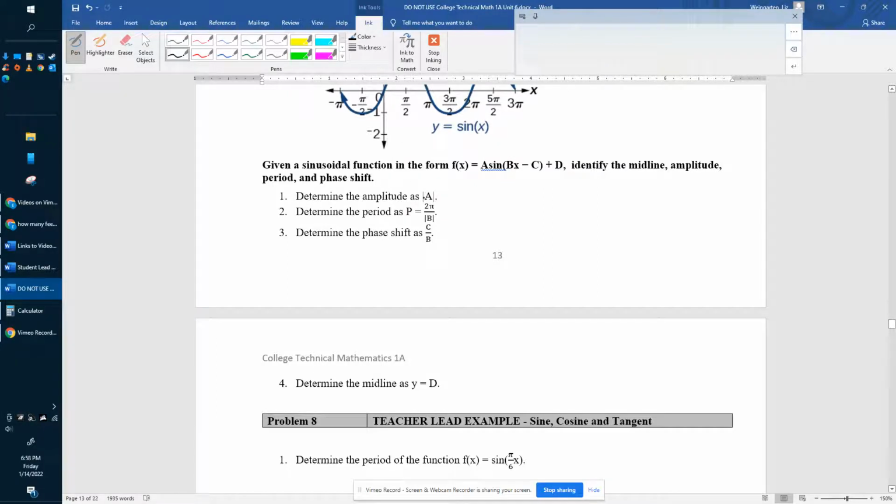So the amplitude is always going to be the absolute value of what's being multiplied on the outside. The period is always going to be 2 pi over the absolute value of what's being multiplied on the inside of the parentheses. The phase shift is going to be c over b. Note that c is negative, so c over b. In all of the examples we've looked at so far, b has simply been 1, so our phase shift has been c. But we'll see some examples where that's not the case. The midline is going to be d.